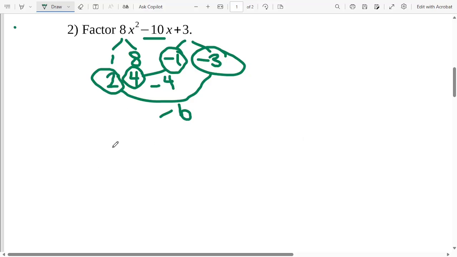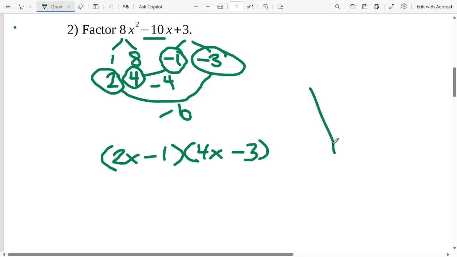So again, 2 and 4, those are going to be the coefficients in front of x. We're going to have a 2x here, and we're going to have a 4x here. And we want the 4 to multiply by negative 1, so we're going to have to put the negative 1 here, so the inner terms will multiply. And we want the negative 3 to multiply by the 2, so we're going to have to put the negative 3 here.